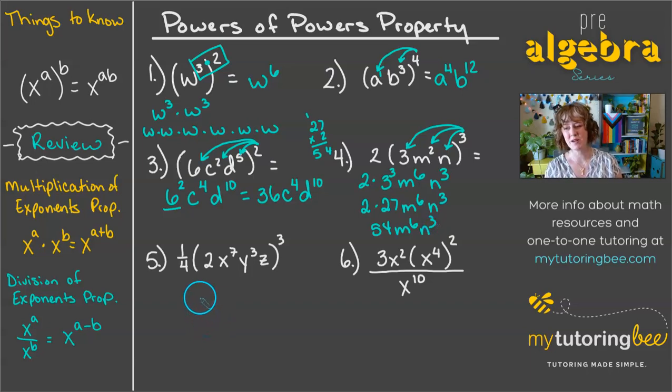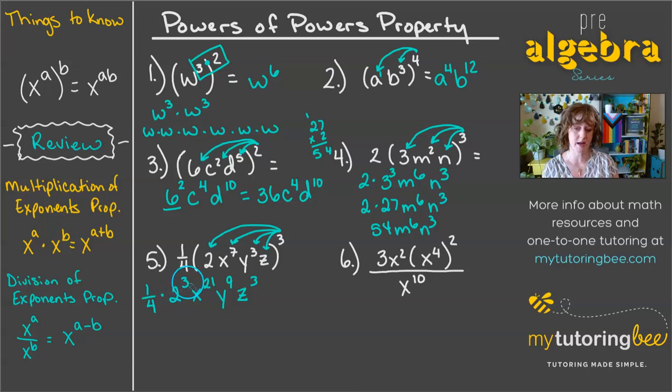All right, let's move on to number 5. We've got, again, something outside of that set of parentheses. So this 3rd exponent is only going to get applied to these bases that we see inside the set of parentheses. So let's just rewrite this as 1/4 times, and then we're going to have 2 to the 3rd, x to the 21st power, y to the 9th power, and then z to the 3rd power.